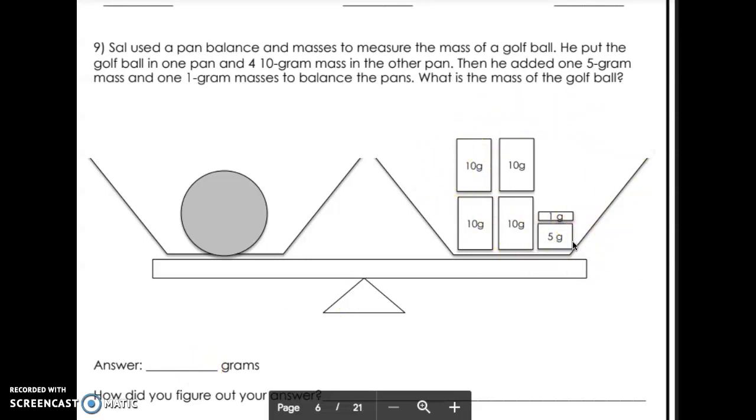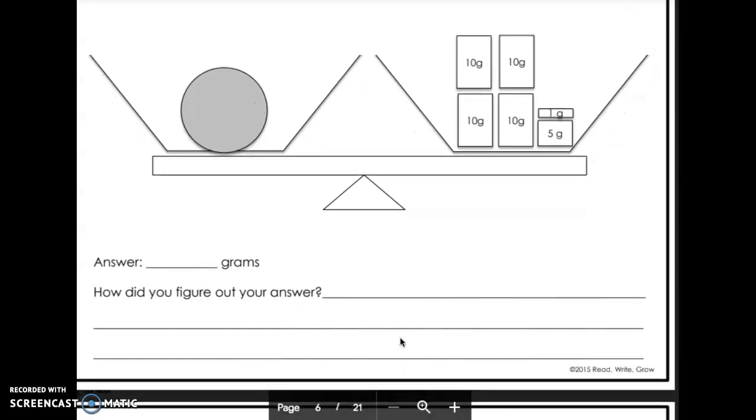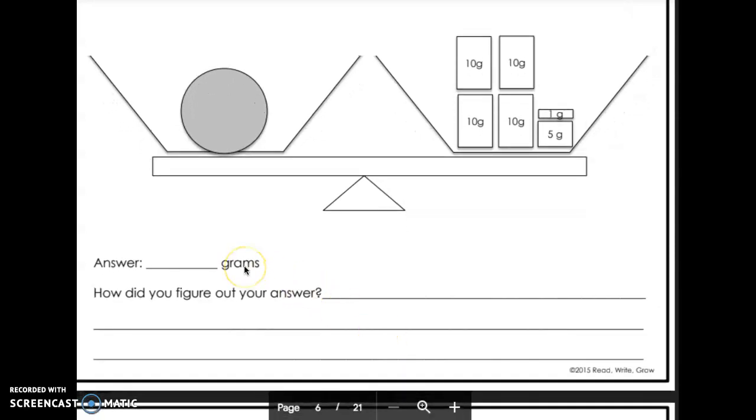What do you think you're going to have to do? We're going to add. So you're going to add 10 plus 10 plus 10 plus 10 plus 5 plus 1. And you're going to put your answer right here. And then the last question says, how did you figure the answer out? Well, I would write exactly what I just said. I added 10 plus 10 plus 10 plus 10 plus 5 plus 1. That is how you figured out the answer. Okay?